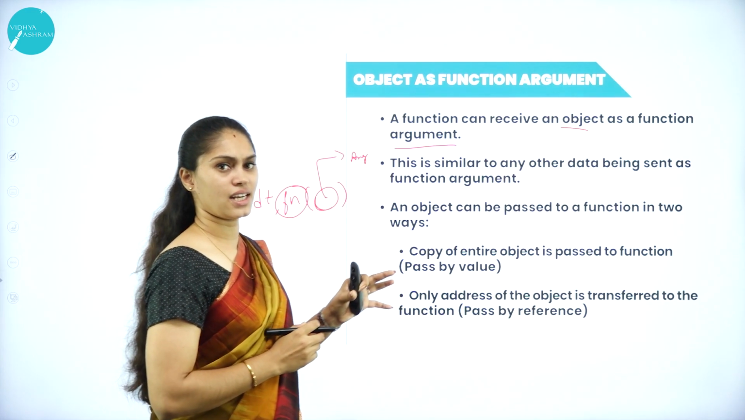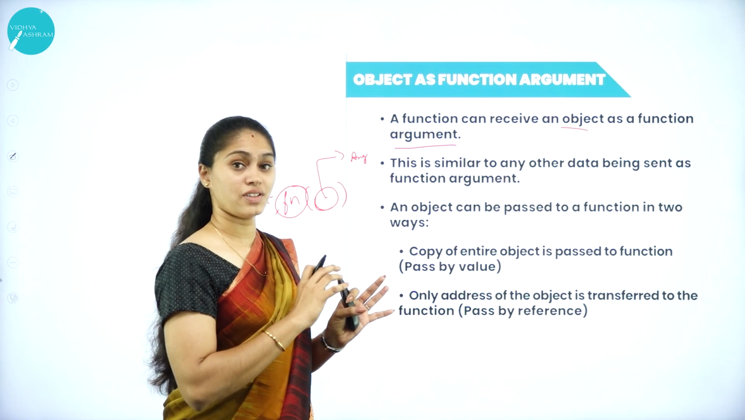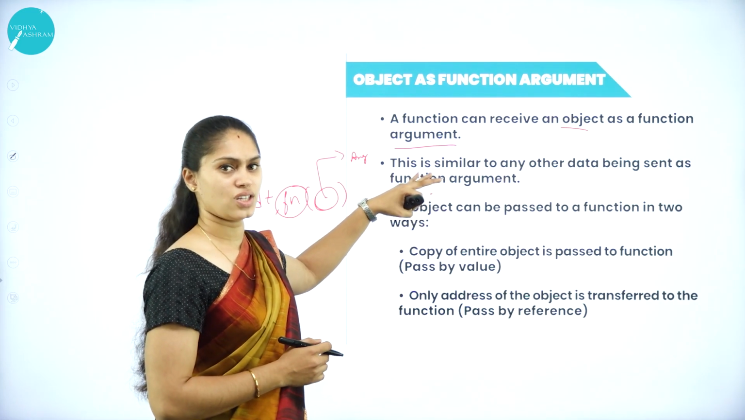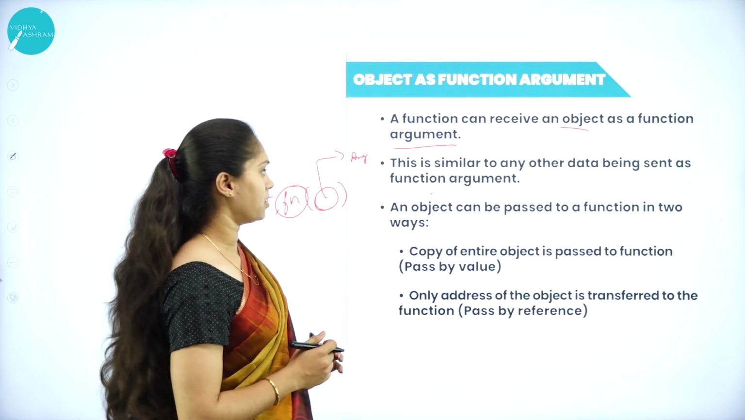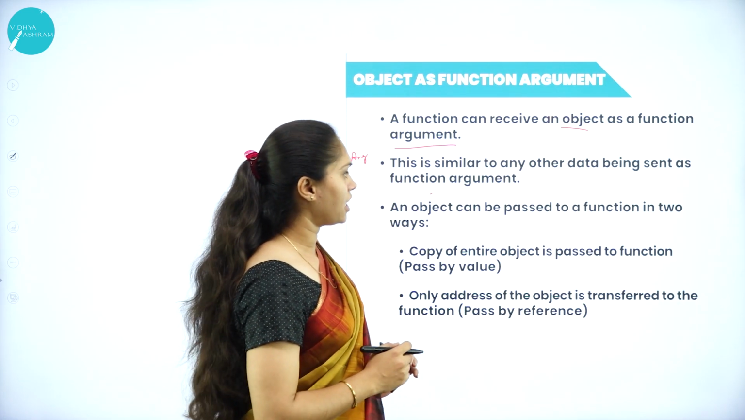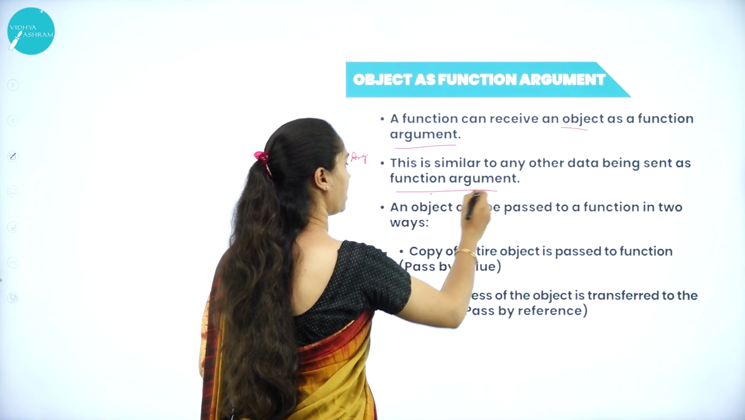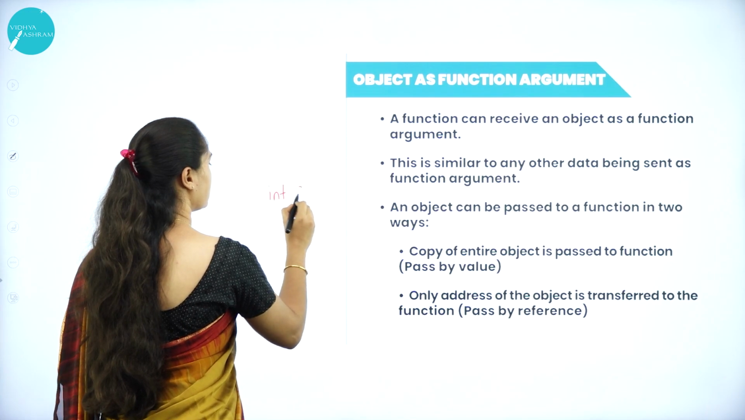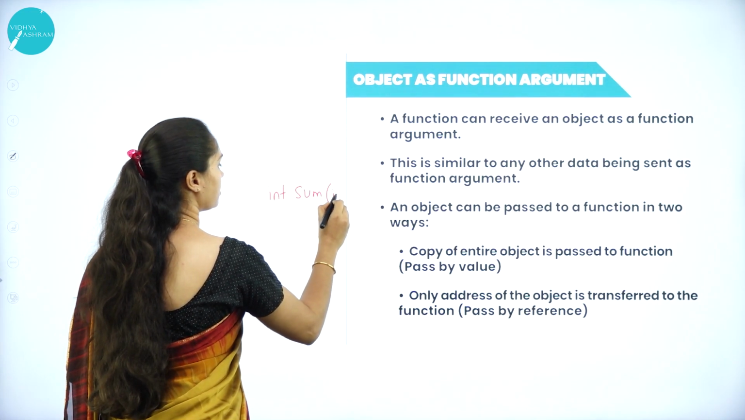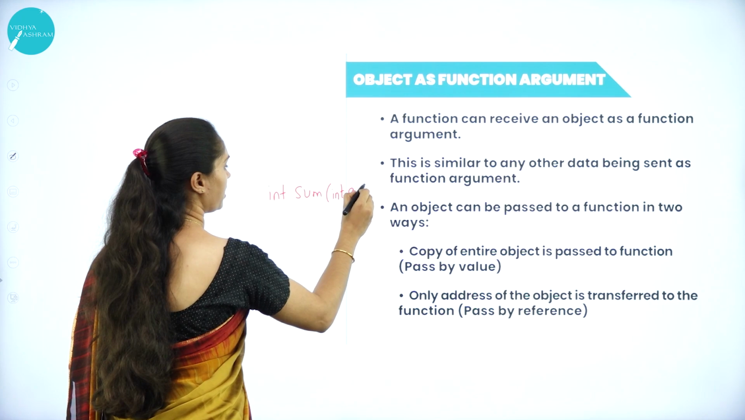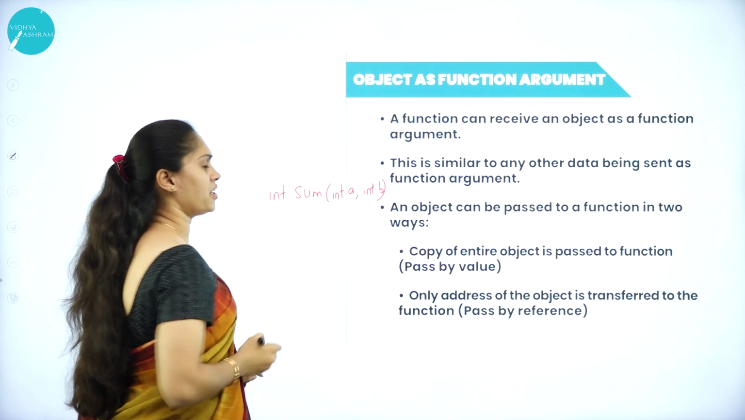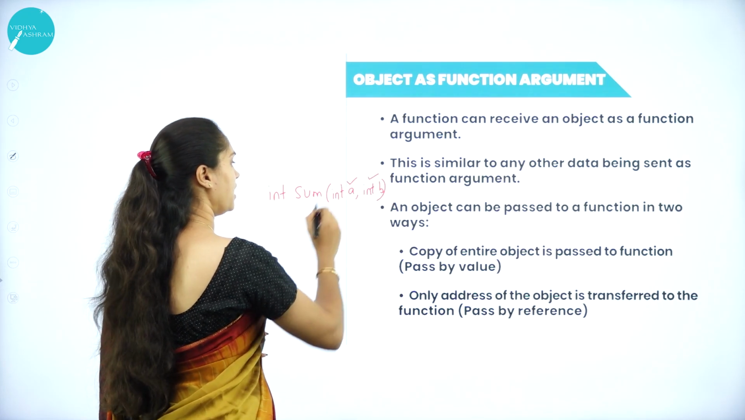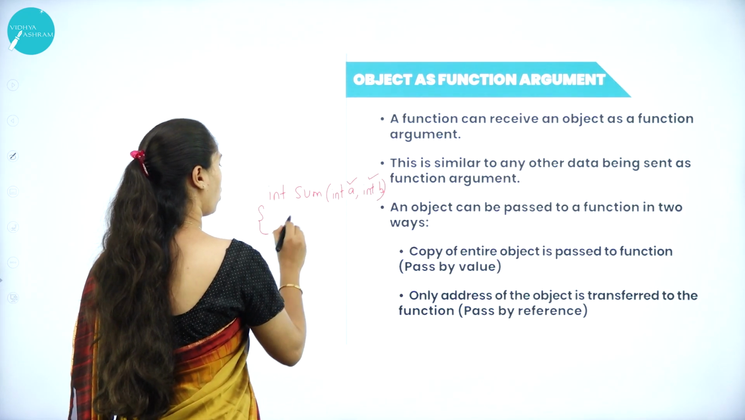That means whatever data variables you are going to send within the function argument, an object can also be sent as a function argument or parameter. So this is similar to other data being sent as a function argument. Let me take one example. int sum of int a, comma, int b. What are the arguments I am sending here? a and b. So these a and b are the arguments of a function called sum.